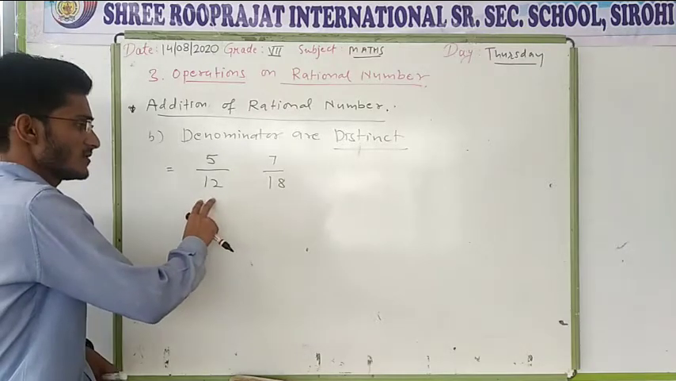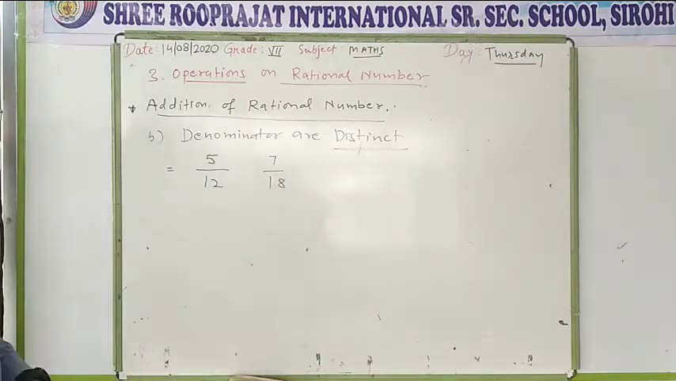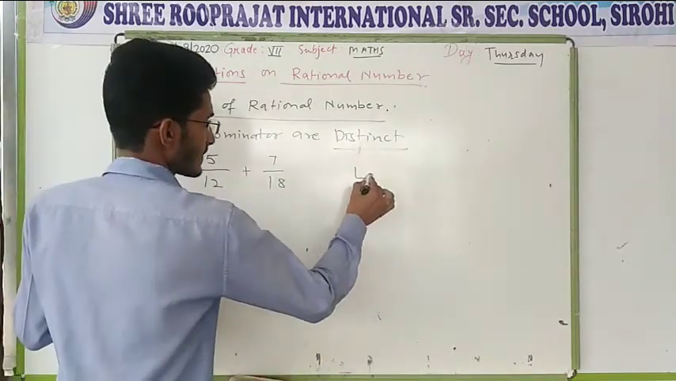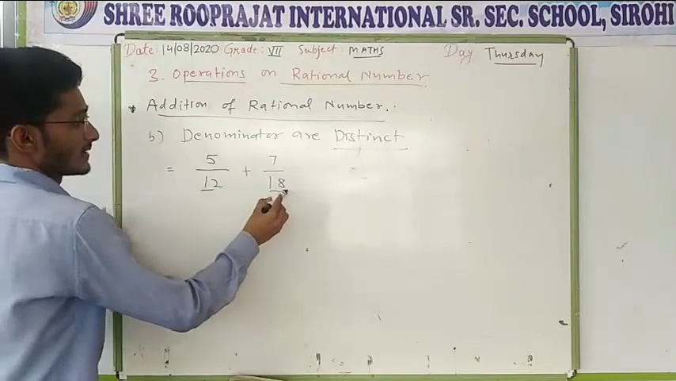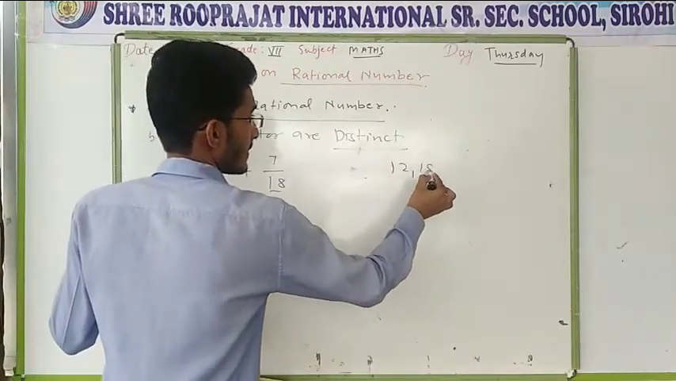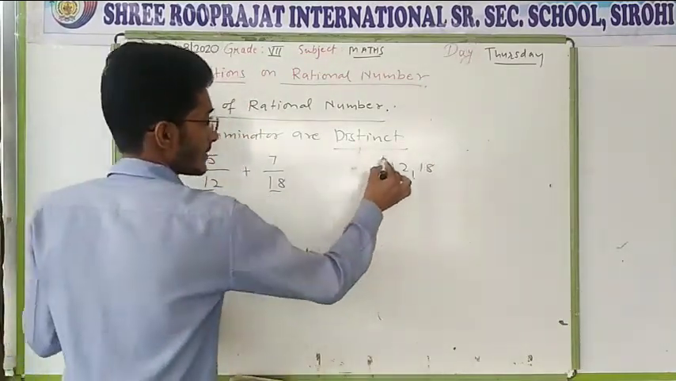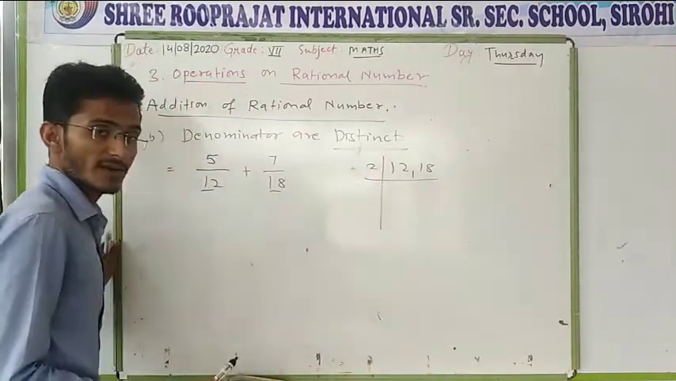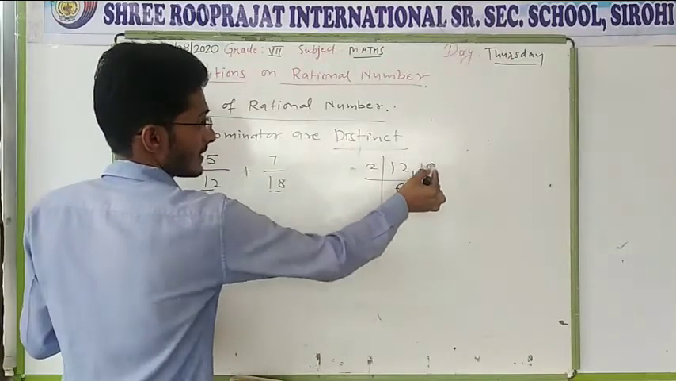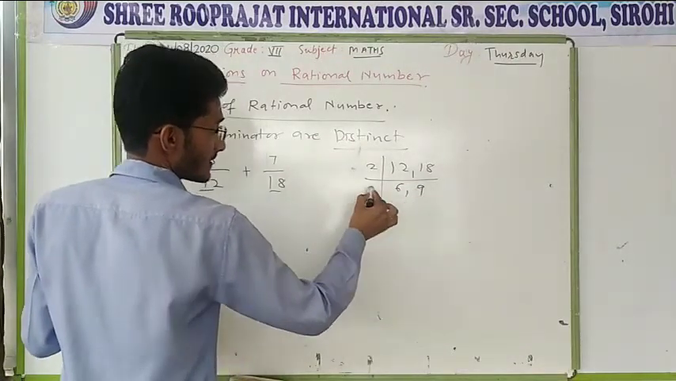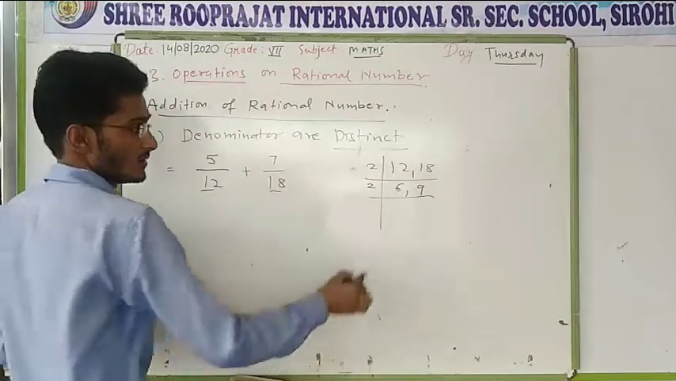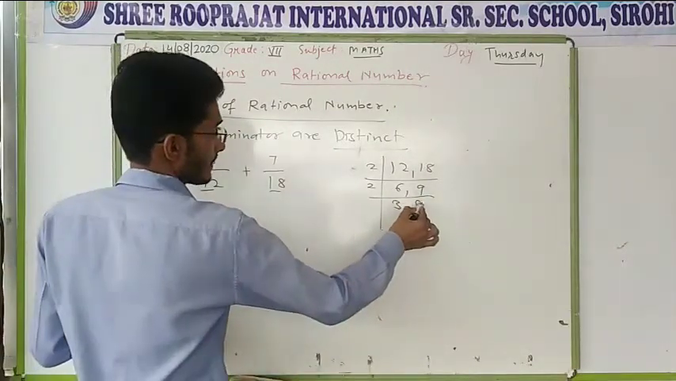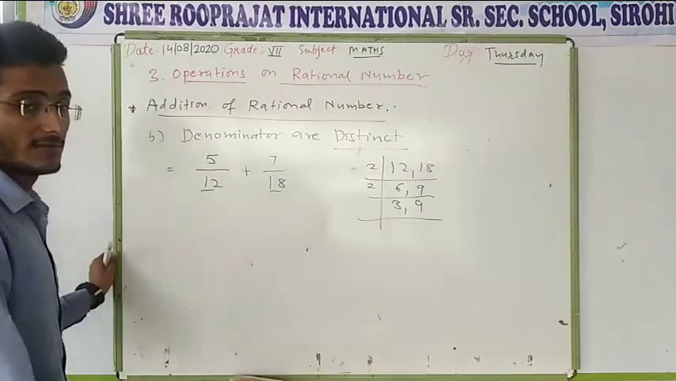When the denominators are not the same, in that case, first of all you have to make both denominators equal by using an LCM. So the LCM of the denominators, that means 12 and 18. You have to start dividing by 2. You can divide both numbers by 2. 12 divided by 2 is 6 and 18 divided by 2, you will get 9. Again 6 is divisible by 2, so you divide it to get 3. 9 is not divisible, so you write it as it is. Now none of them is divisible by 2.